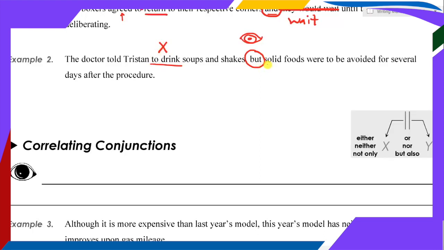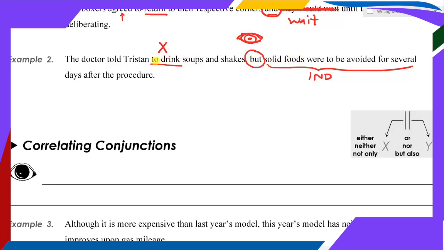And then after the but, we have solid foods were to be avoided. Once again, we switch into an independent clause here. Solid foods were to be avoided. That is also, for those of you that spotted it, you might have recognized that is the passive voice, and passive voice is generally not preferred on this test. We'll talk about passive voice at a later time.